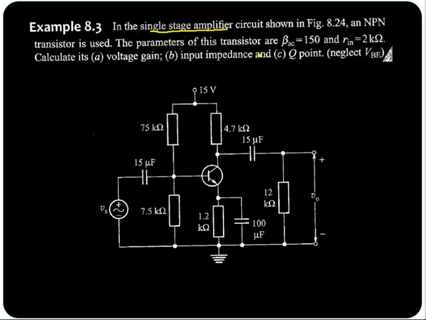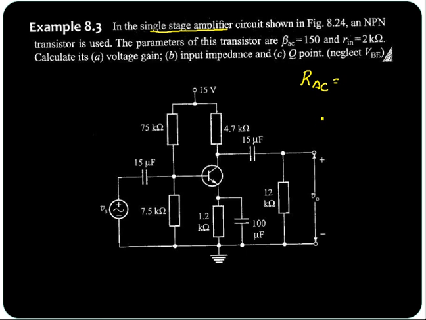So the parameters of this transistor are beta AC equal to 50, Rin is equal to 2 kilo ohm. You are asked to calculate its voltage gain, input impedance and Q point. How will you find this? You can neglect VBE. So here you can see what is RAC.